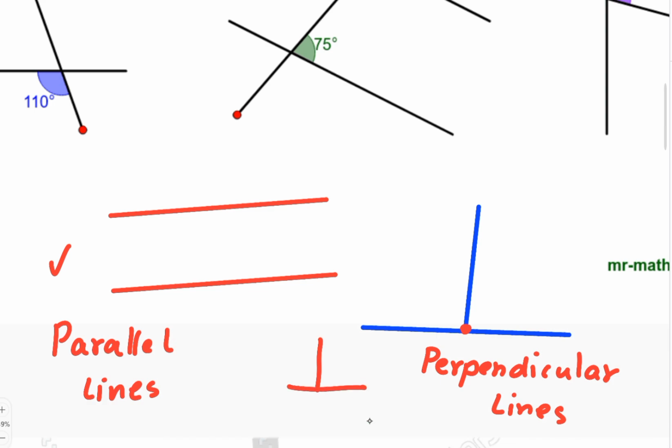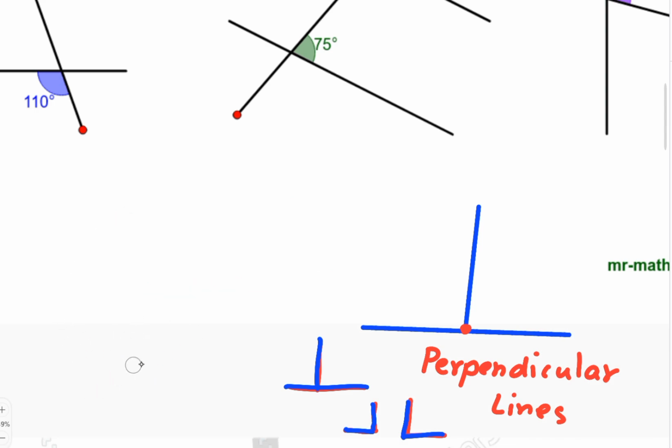Perpendicular lines could be like this, they could be like this, like this. These are two lines: one here, the other one here. One here, the other one here. And for this one here and the other one here. So I hope you understand what parallel lines are and what perpendicular lines are. Now let's take a look at the angles on parallel lines.